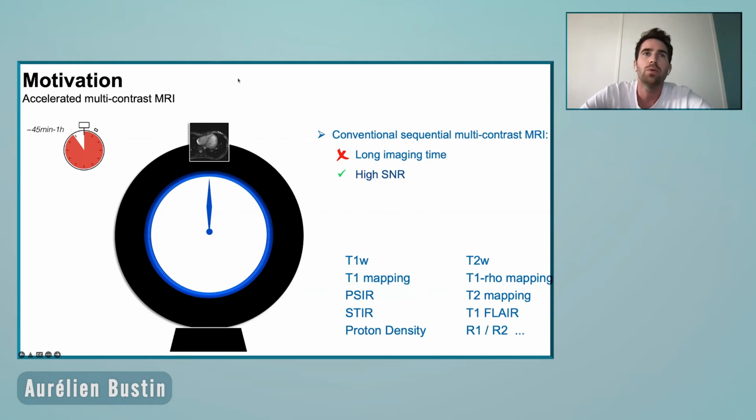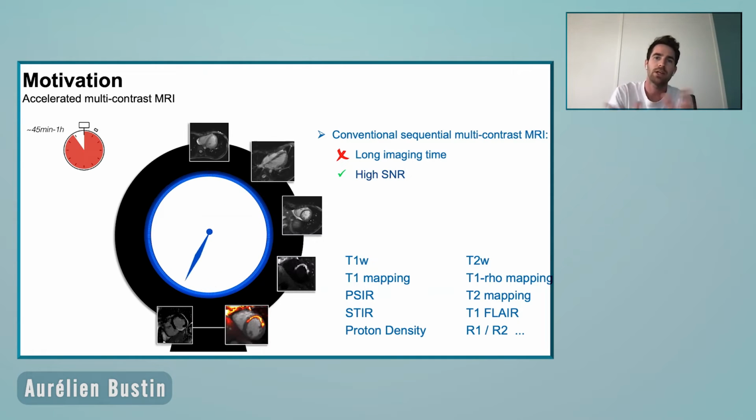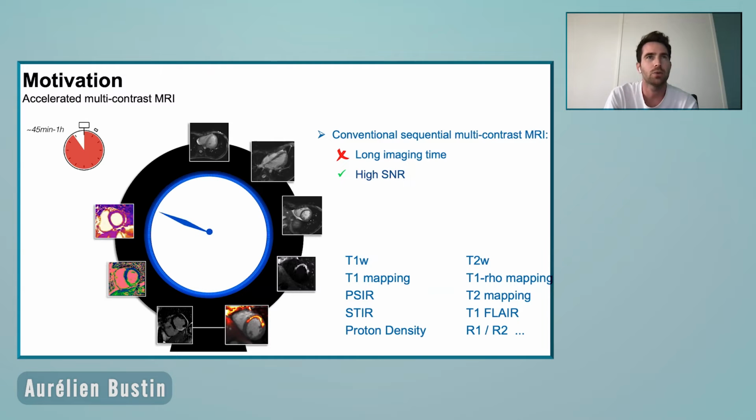For those of you who have spent some time in the scanner or doing CMR experiments, you realize that we collect a lot of images with different contrast. The images are really nice, with very good image quality, but this is very inefficient because all the images are recorded separately. At the end of the day, it takes around 45 minutes for a conventional CMR protocol, but it could go way above the hour, depending on the patient.